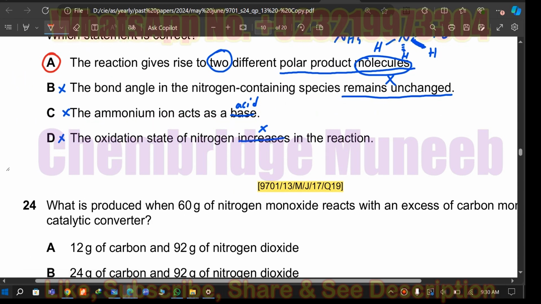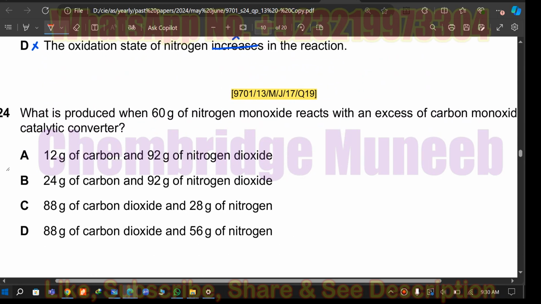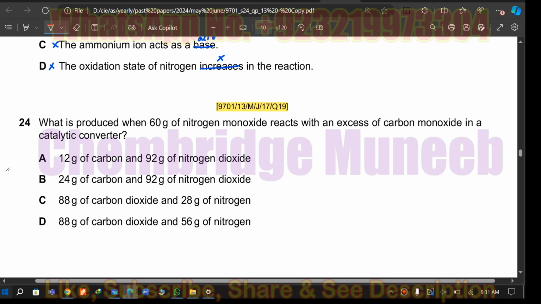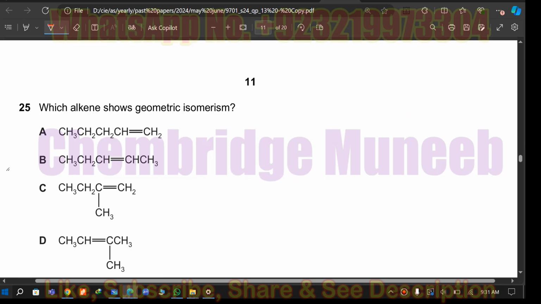Then question number 24. This question is highlighted, which means it is a repeated question, as well as it is also solved and explained by someone else. I have given the link in the description section and as well as in the comment section. Now comes question number 25.